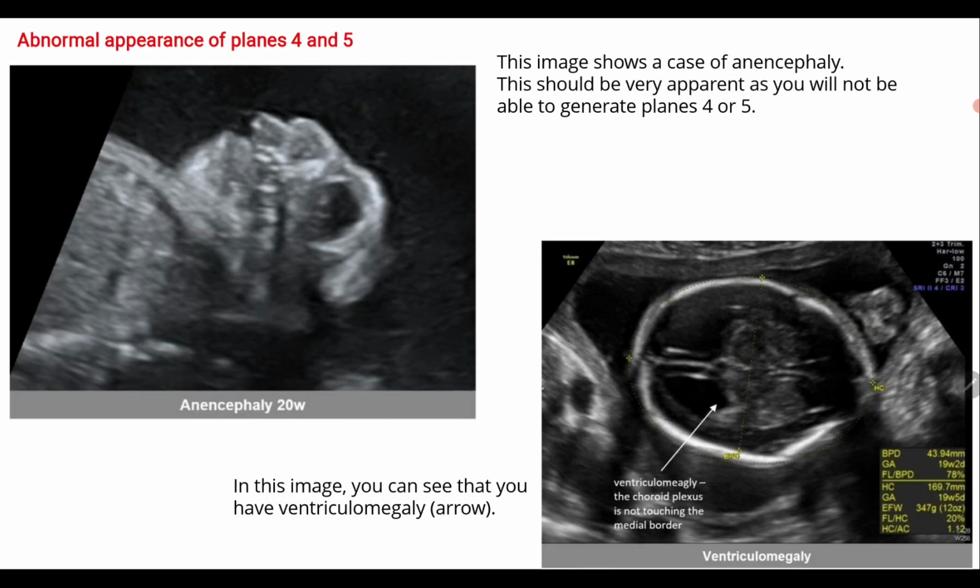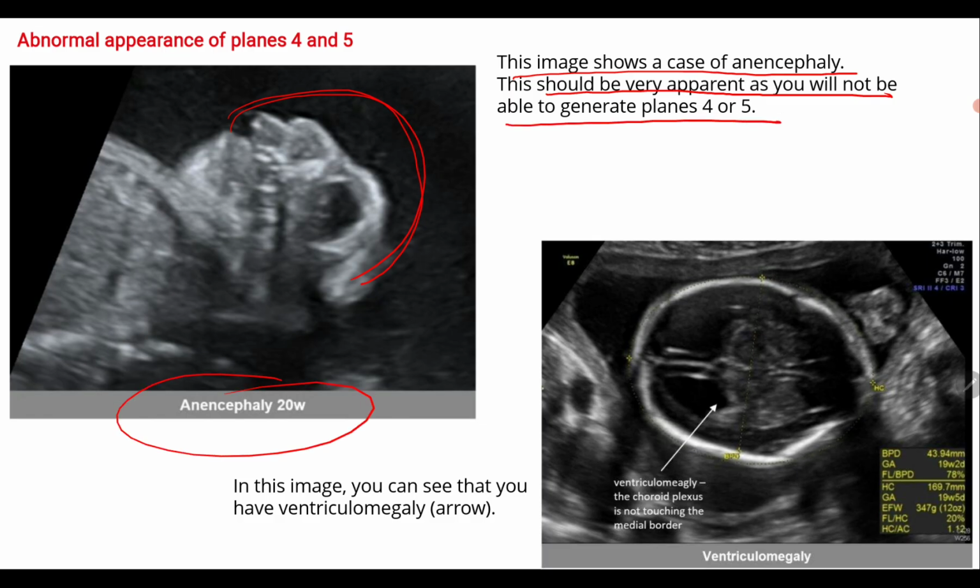This is the abnormal appearance of planes 4 and 5. I'll show the image, so a case. In this case, there will be no skull bone. There will be absence of the calvarium. This is a case of anencephaly. This is very apparent; we will not be able to generate planes 4 and 5. This is the anencephaly of a 20 weeks pregnant woman.